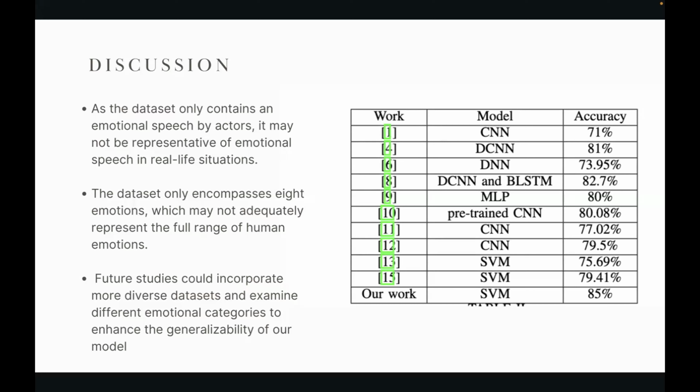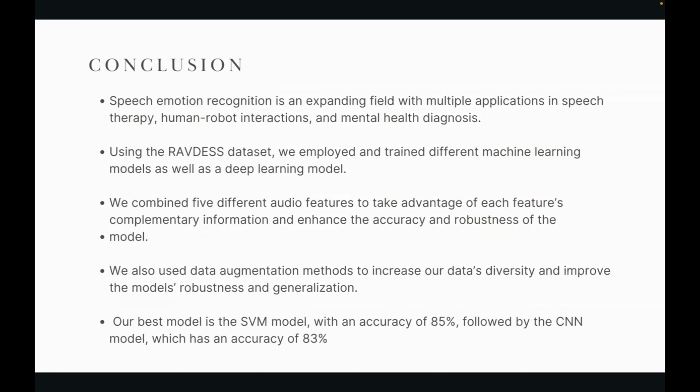Future studies could incorporate more diverse data sets and examine different emotional categories. And as I mentioned, the data set only targets the English language, so it may also be a future improvement to check other languages. But in general, our model had a good result of 85% accuracy.